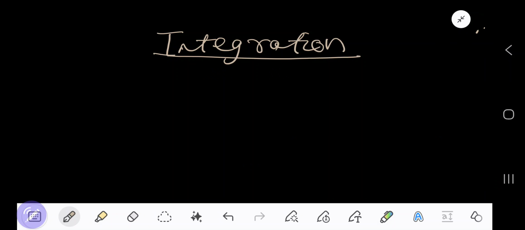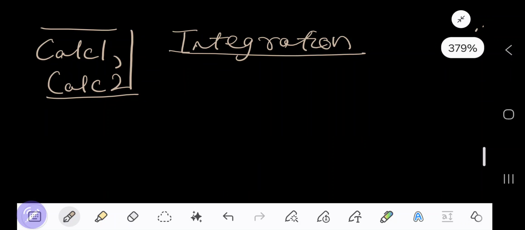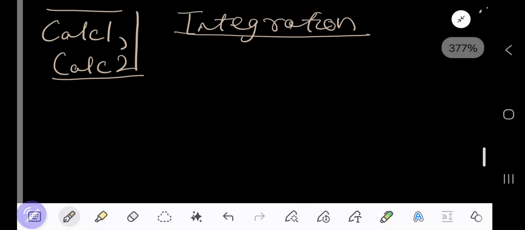Hi guys, in today's video we're going to be practicing some Calc 1, Calc 2. We can say both of their integration sums. It's a bit of a mixture of both, and should be good for your revision. Okay, so let's start. We'll just be doing questions and there'll be no theory in this video.